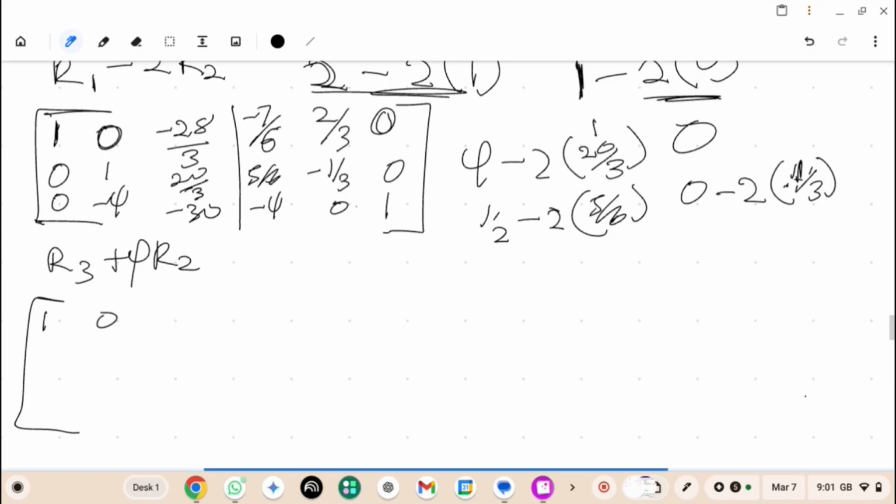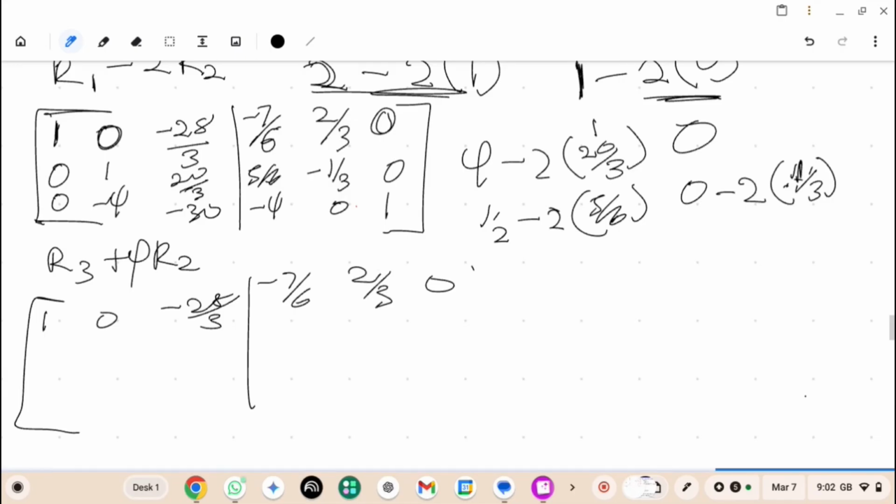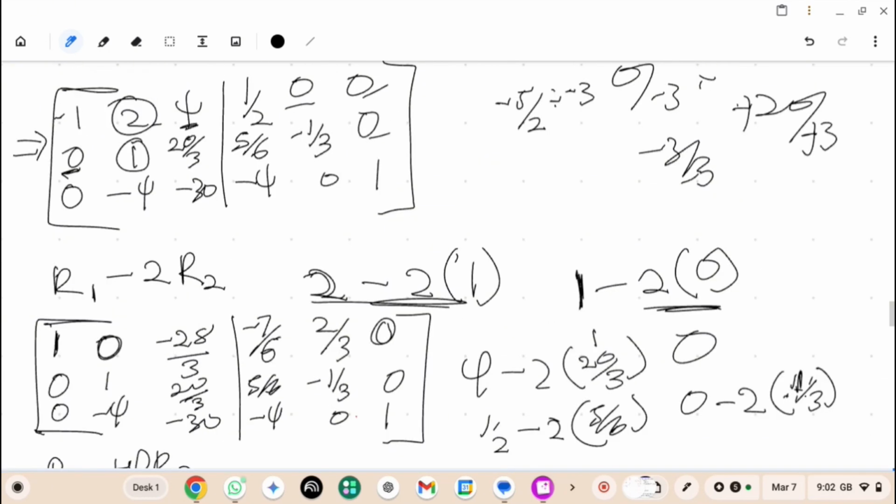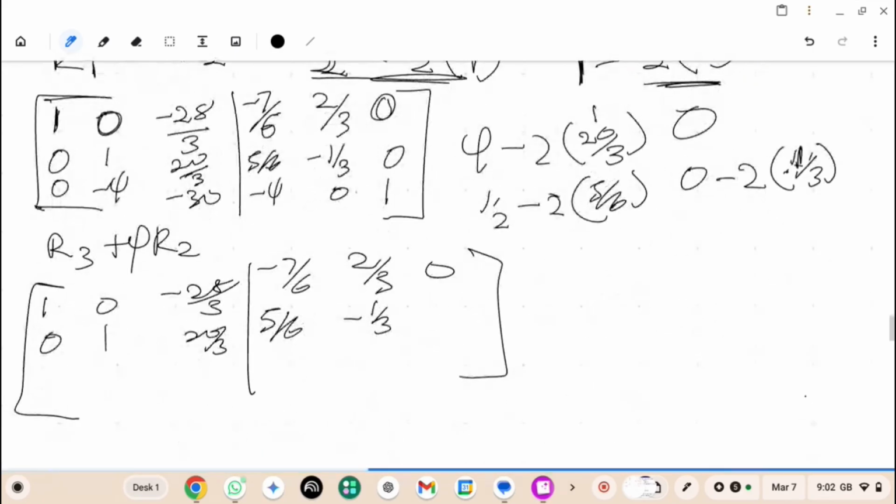So we have 1, 0, negative 28 on 3, negative 7 on 6, 2 on 3, 0. We have 0, 1. We have 20 on 3. We have 5 on 6, negative 1 on 3. Is it 5 on 3 or 5 on 6? Let me check. Is it 5 on 6? We have 0 here. So now we are working on this.